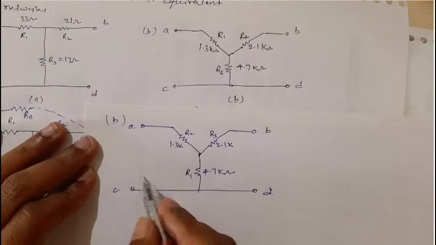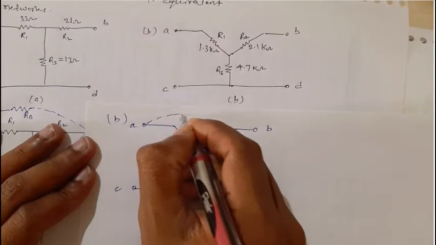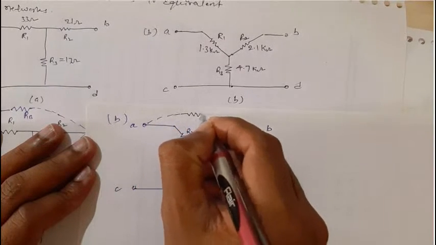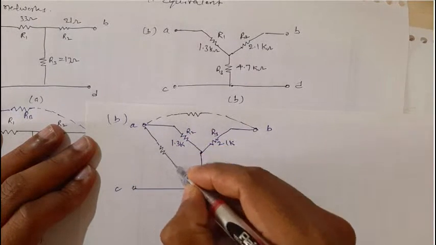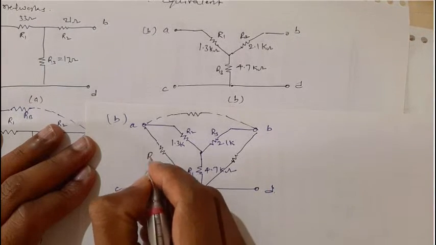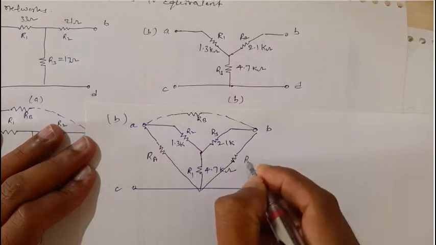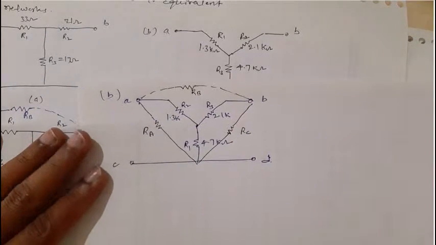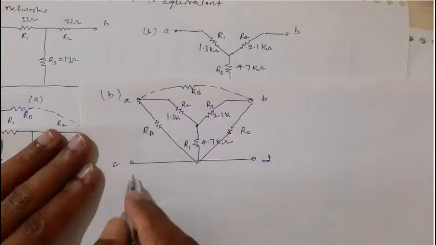For example, if I make a delta network, between these two you will get one resistor, the second one, and here you will get the third, right? I call this R1 or RA, RB, this is RC, right? So let me solve this. Whatever the network given, it is very simple.